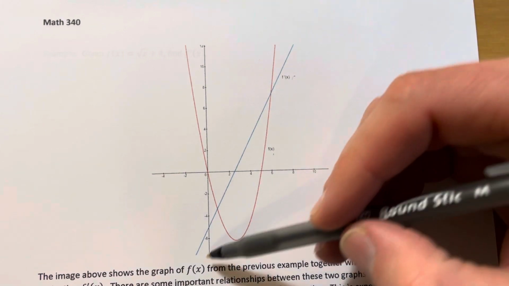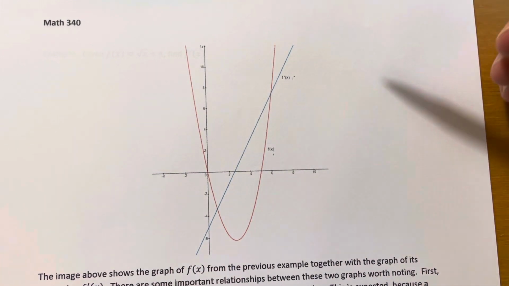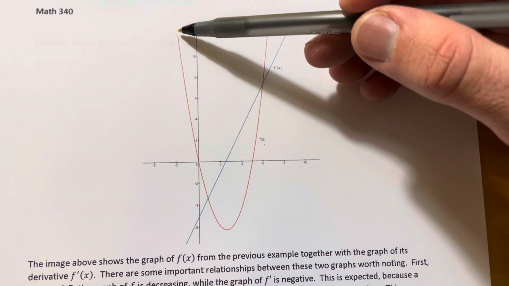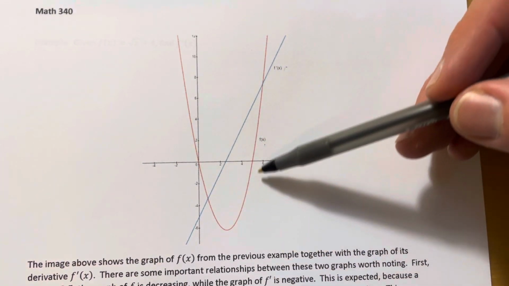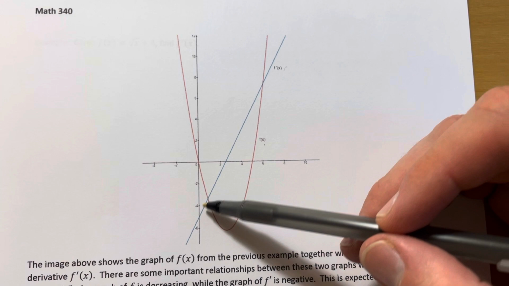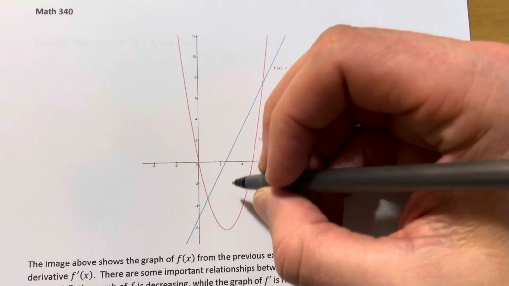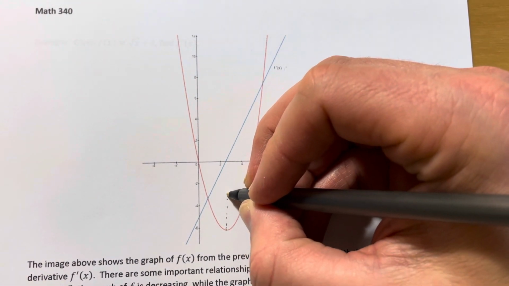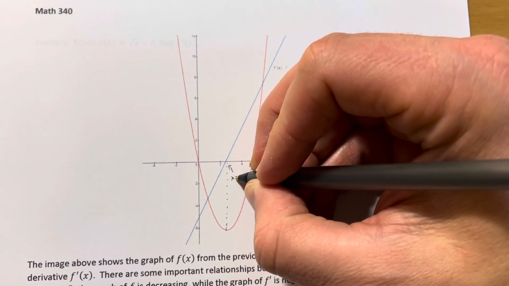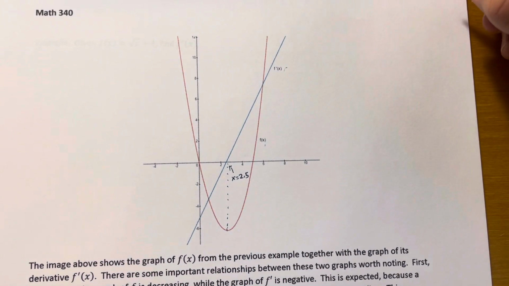I wanted to graph these both on the same set of coordinate axes because we can do some comparisons between the two to see how they're related to each other. In particular, I want to pay attention to slopes of tangent lines on this red graph and correlate them to the y values of different points on this blue line right here. So notice, it's a little bit hard to see, but right here, where the vertex of that parabola is, that's going to correspond to x equals 2.5. That's the x coordinate of that point right there, okay?